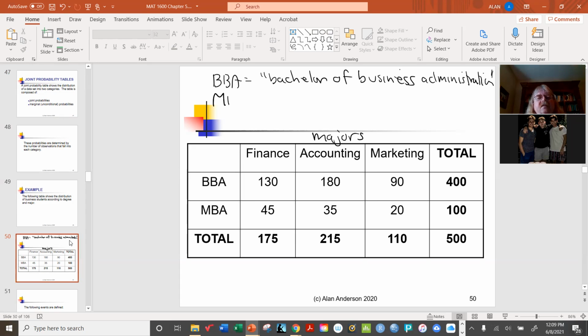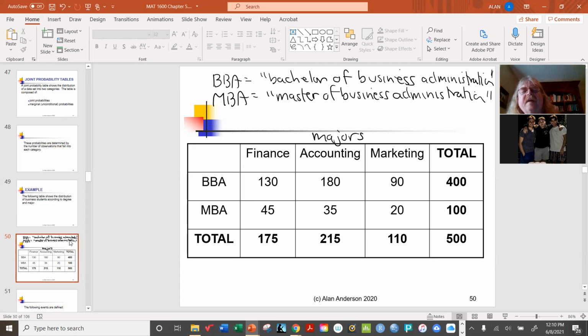MBA is the next level up. It's called Master of Business Administration. That's what comes after college. So the BBA means college, MBA means graduate school. So you can see altogether there's 500 people in this business school. Now, suppose I asked you this question. What if I randomly chose somebody from this business school?